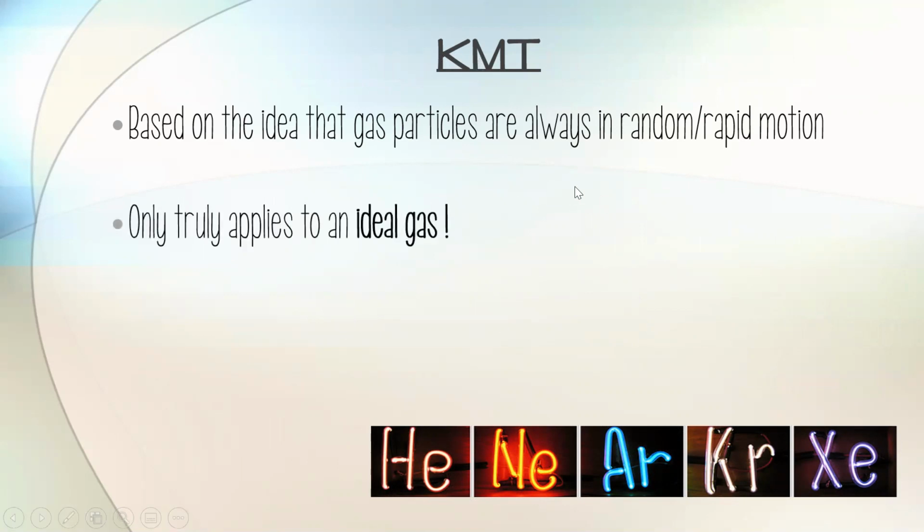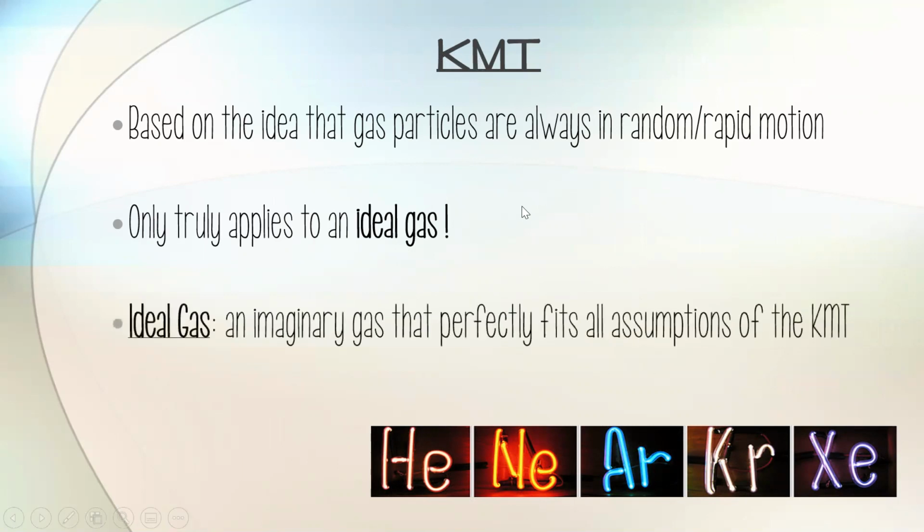This really only applies to an ideal gas, the kinetic molecular theory. So what is an ideal gas? Well, if something is ideal, it's perfect. Basically an ideal gas is something that is imaginary. I know, hard to believe. We're talking about something that doesn't really exist, that fits every single assumption of the kinetic molecular theory perfectly.